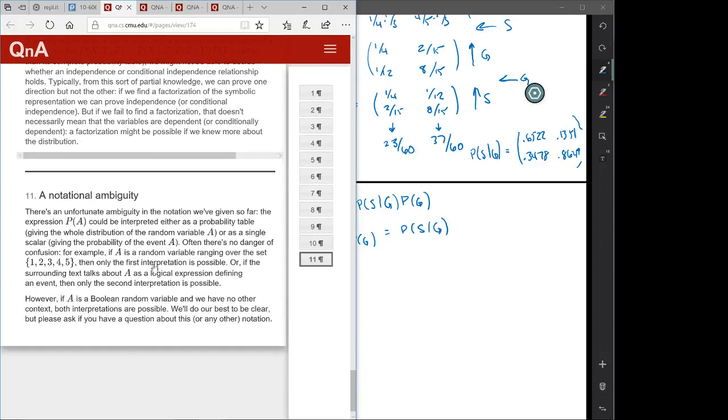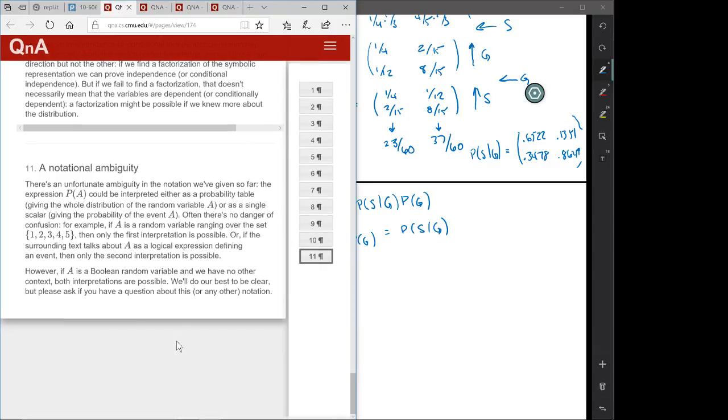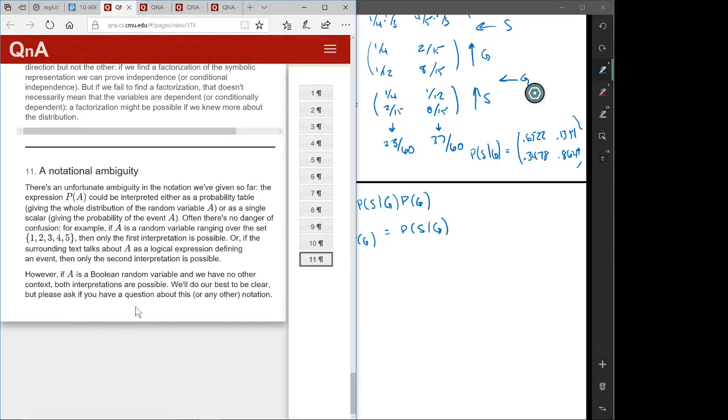All right. So one last point, which is something that people sometimes get confused with, which is an ambiguity in notation. And that is that the expression P of A, you interpret in two different ways depending on whether A is a random variable or an event. If it's an event, P of A is the probability of that event, in contrast with P of not A, which is 1 minus P of A. Whereas if A is a random variable, then P of A is a probability table giving the whole distribution of that random variable.